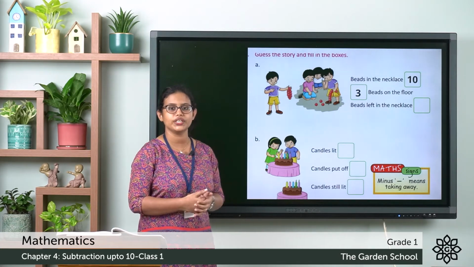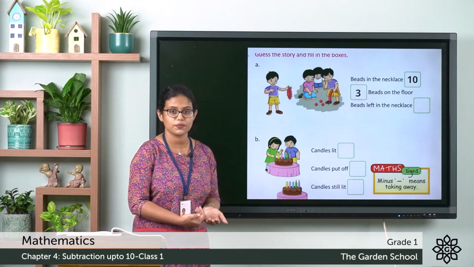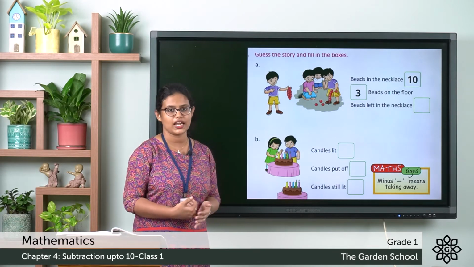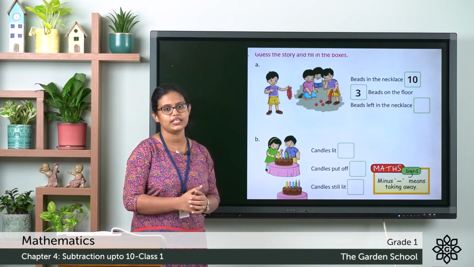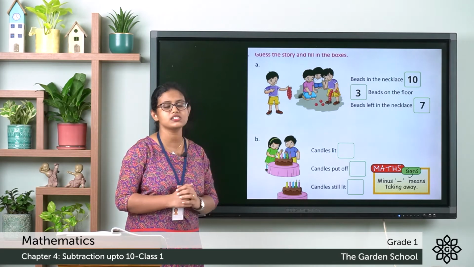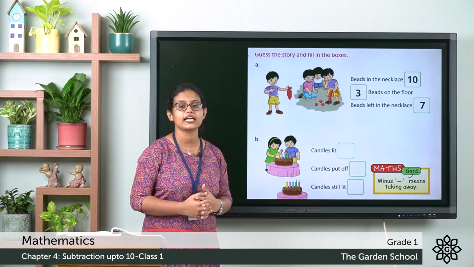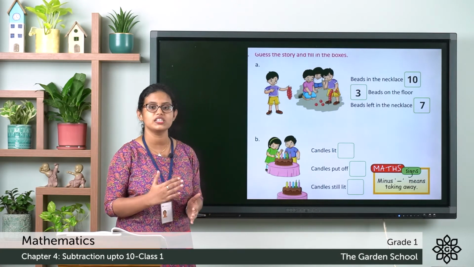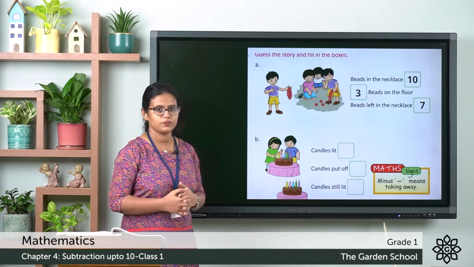So what do you need to do here? You need to take away 3 from 10. You need to subtract 3 from 10 to find out the number of beads left in the necklace. So 10 minus 3, that is 7. So how many beads are left in the necklace? That is 7. So 7 is the answer. Understood? Let's see the next one.